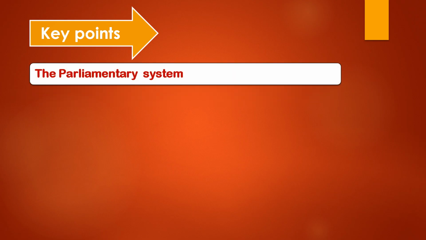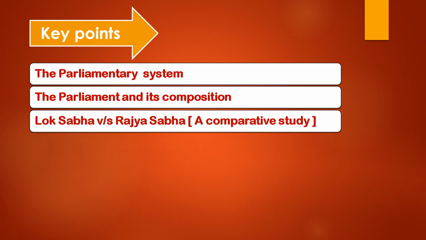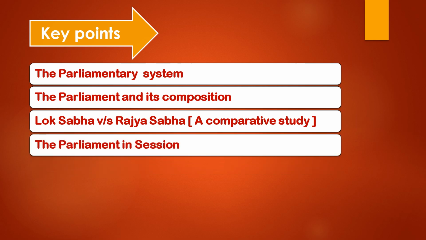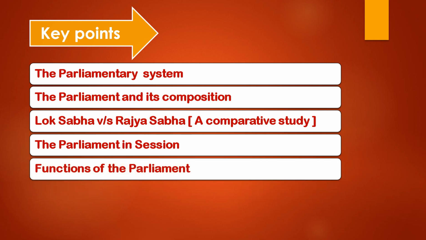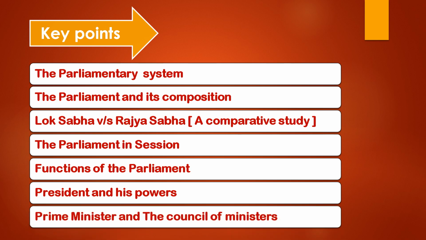Now let us know about what are the major topics to be discussed in the chapter. So first we will understand what is the parliamentary system. Then we will come to know about what is the parliament and its composition. Then we will do the comparative study of both the houses, Lok Sabha and Rajya Sabha. Then we will study about the parliament in session. Also we will learn about the functions of the parliament. Then we will come to know about the president and his powers. Also in the last we will discuss about the prime minister and the council of ministers.